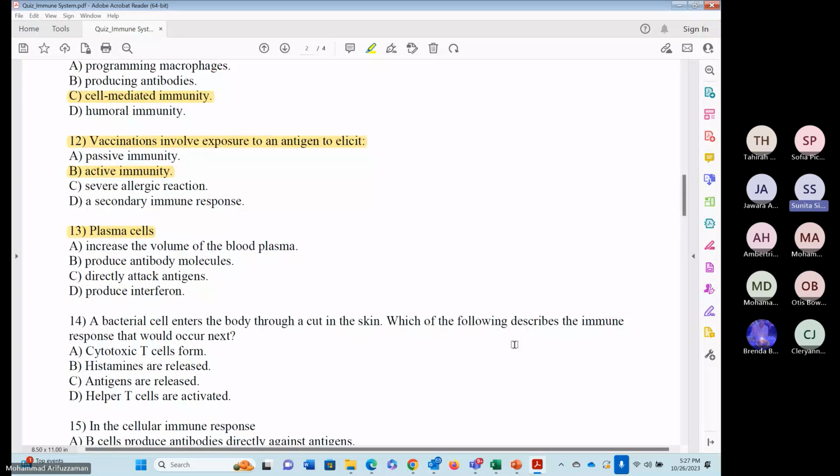The plasma cells, number 13. Is it B? Is B correct? Produce antibody molecules. Antibody molecules.